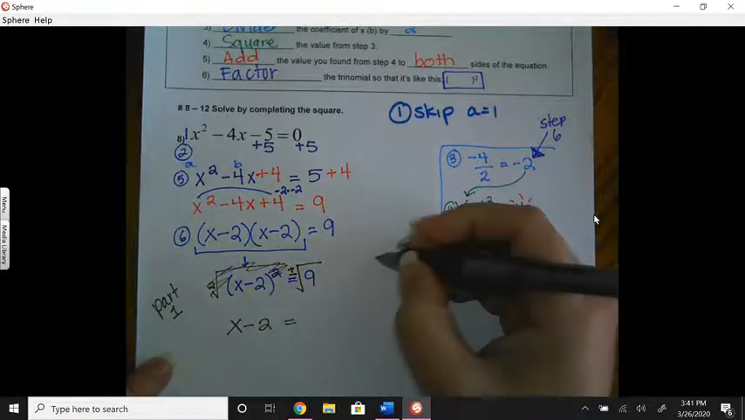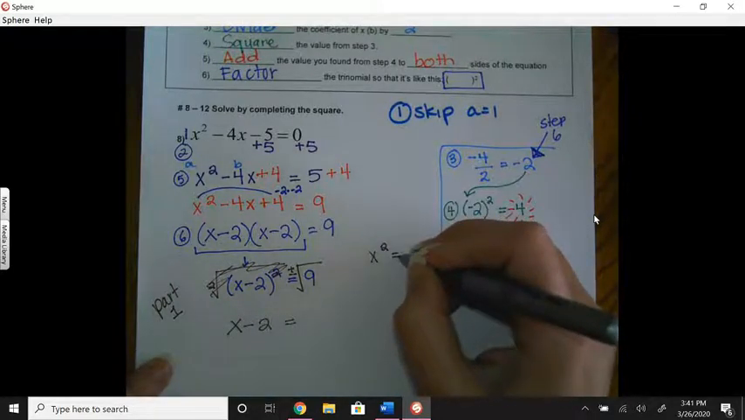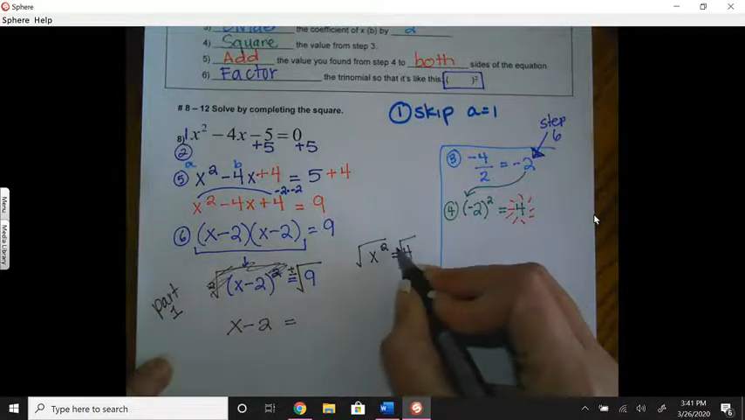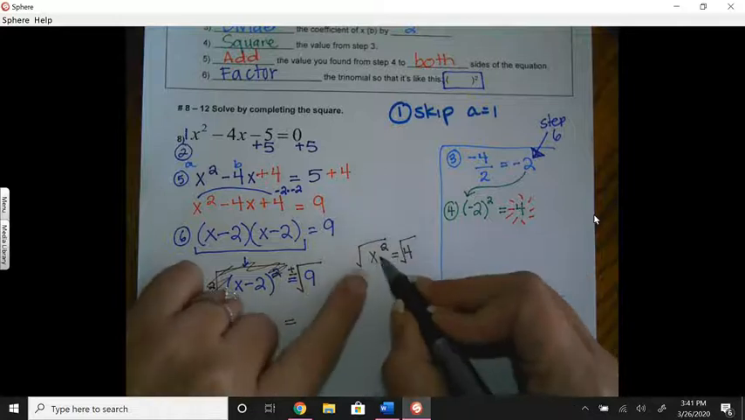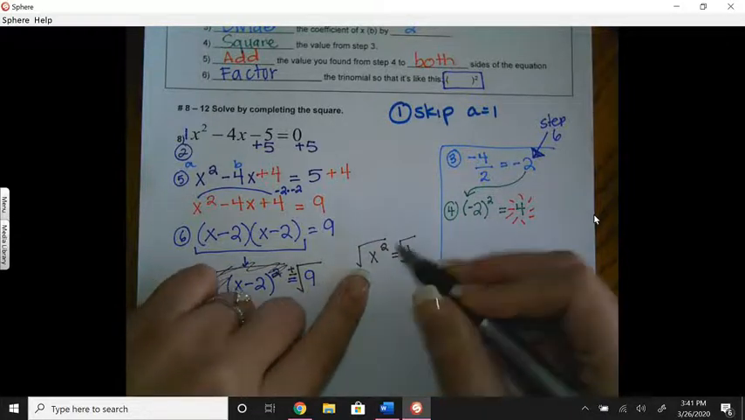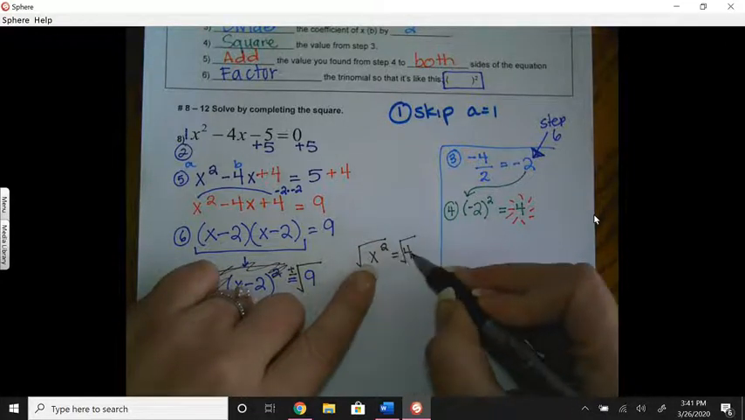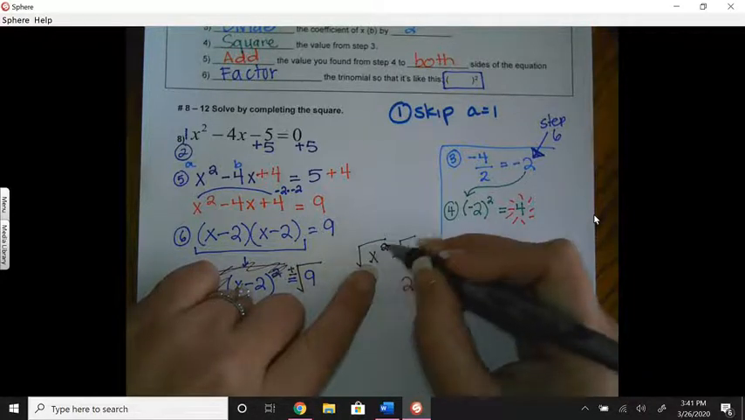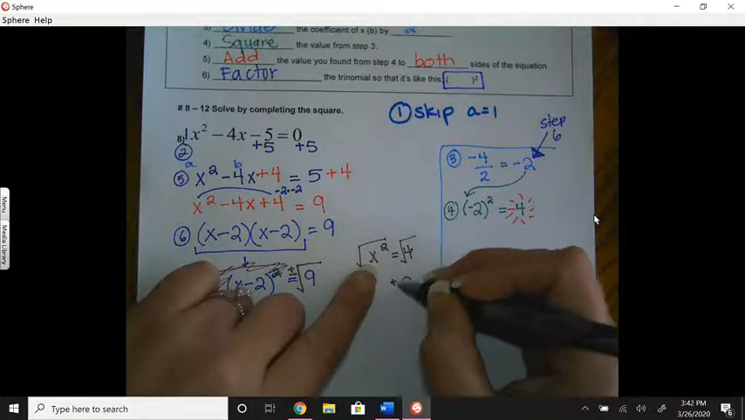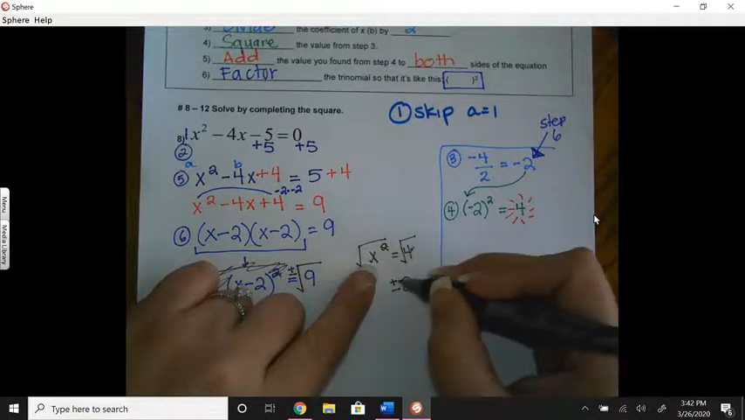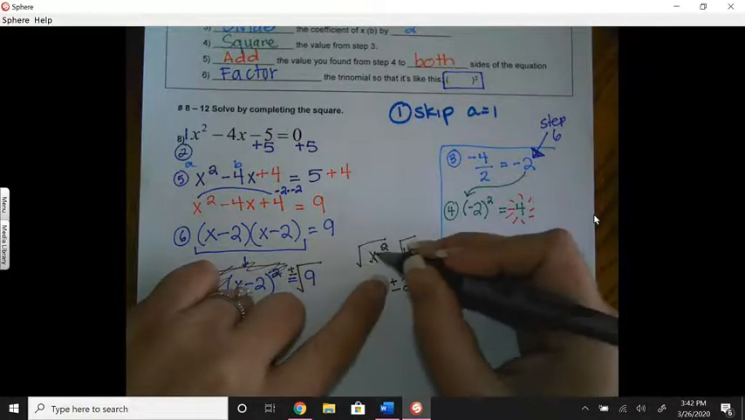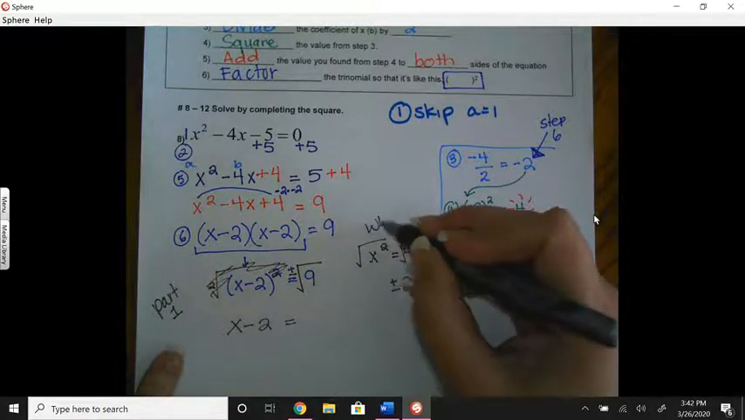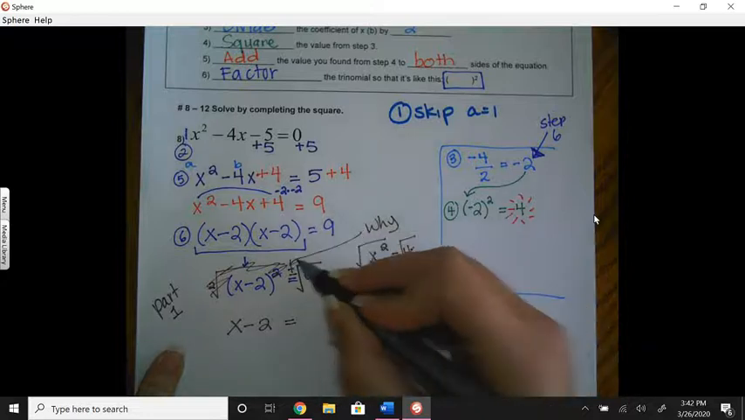Why? Let me give you an easier example. When you square root both sides, the reason why you need to put a plus or minus is because if we take a look at this easier example to understand, what number squared is 4? 2. 2 squared is 4. And -2 squared is 4. That's what that means. That means 2 is a solution and -2 is a solution. So this is why we need to put the plus or minus there.